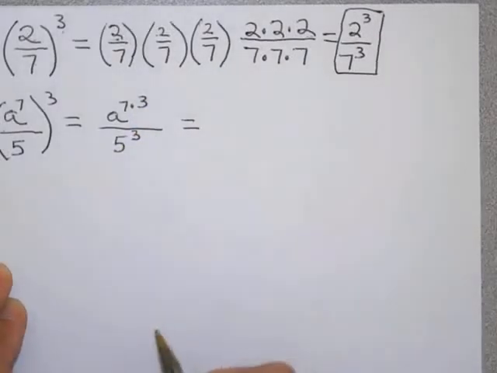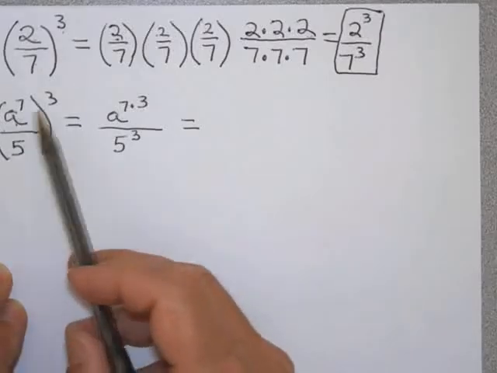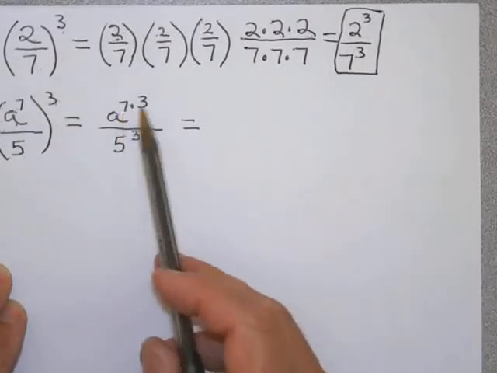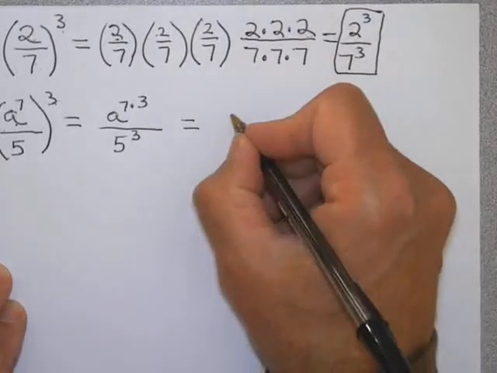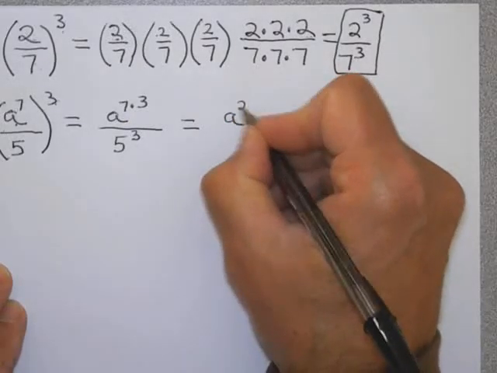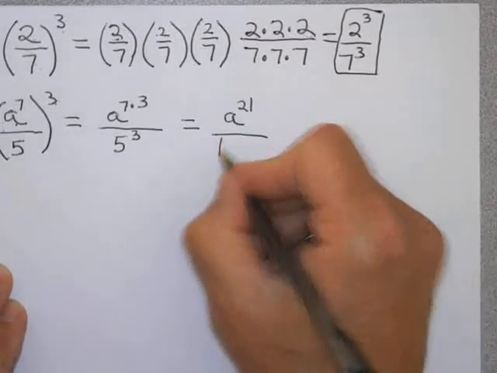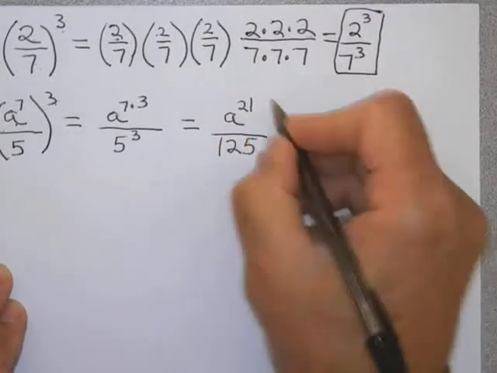And you may recall that when we're taking an exponent and raising it to another exponent, we multiply. That's why I'm multiplying the 7 by the 3. This means that I'll have A to the 21st power over 5 to the third power, which is the same as 125.